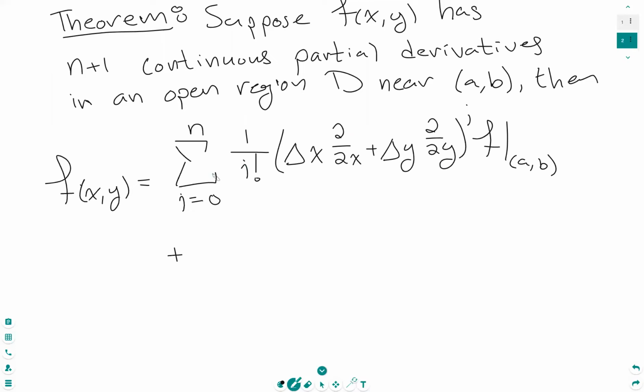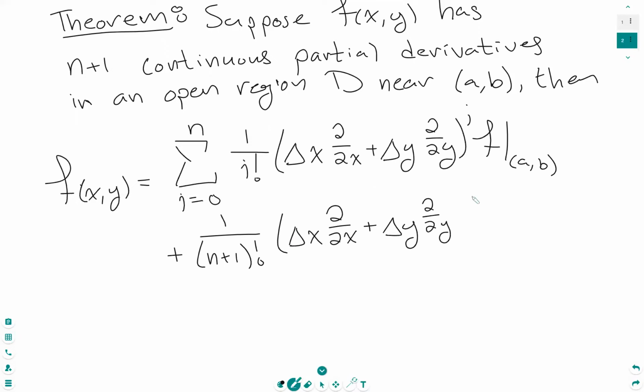Now this is outside of the sum, so we're done with the sum here, plus 1 over n plus 1 factorial, the differential operator applied n plus 1 times to f evaluated at C1 and C2.